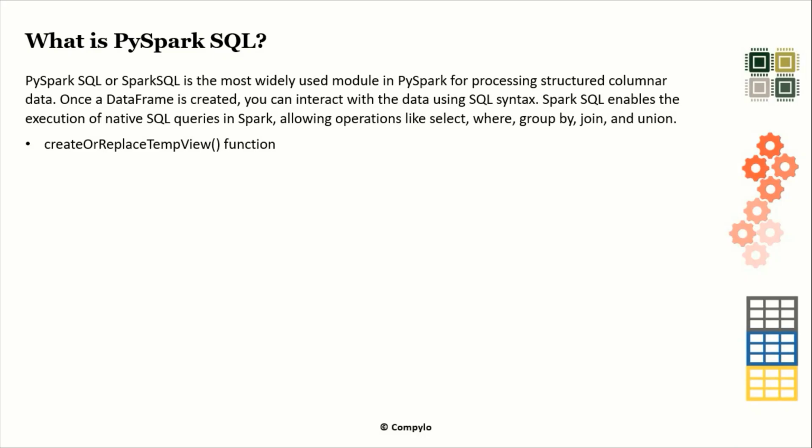To use SparkSQL, the initial step is to create a temporary table from the data frame using the createOrReplaceTempView function. After its creation, the table can be accessed throughout the SparkSession using the SQL method. The temporary table will be dropped when the SparkSession is terminated.